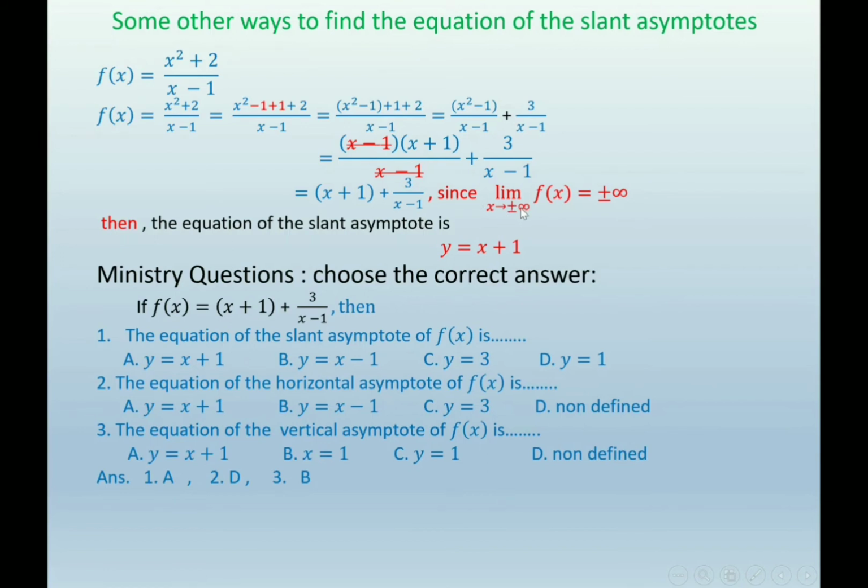Since the limit when x approaches plus or minus infinity for f of x goes to plus and minus infinity, here if you replace x by infinity, it makes 3 over infinity, which is 0. Infinity plus 1 will be infinity, plus 0 will stay infinity. So the limit for the whole function when x approaches plus or minus infinity goes to plus and minus infinity, and this is the condition to use a slant asymptote. Then the equation of the slant asymptote is y equals x plus 1, which is exactly the part without a fraction, because the fraction part goes to 0 after you replace x by infinity.